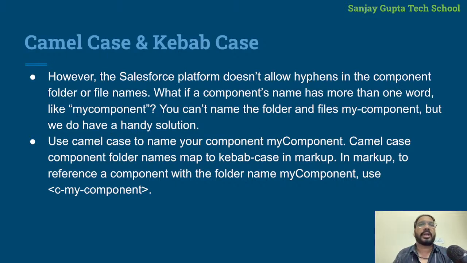So basically, the component names that you provide follow camel case. Use camel case to name your component this way, myComponent, and camel case component folder names map to kebab case. In kebab case, we generally use this hyphen, right? So in markup, to reference a component with the folder name myComponent, you need to use c-my-component. Okay. So whenever you are creating a component name, you need to use camel case. And if you have created a component and want to use it in another component, then you will be using kebab case.